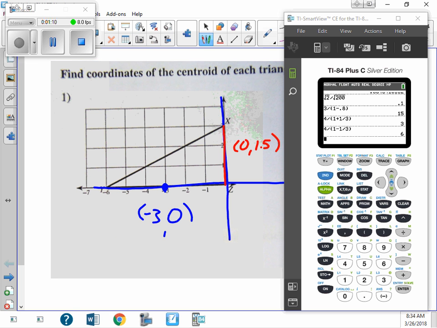We want to find the midpoint of a slanted line. How do you find a midpoint of a slanted line? Well, let's look at the endpoints. This point right here is -6, 0. And this point right here is 0, 3. Okay. The midpoint is going to be halfway between the x's and halfway between the y's. Okay. How do you find a halfway point?